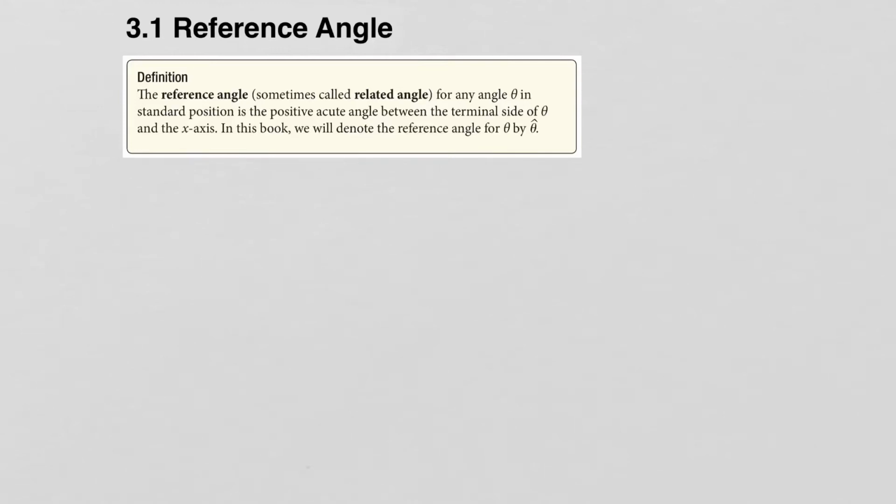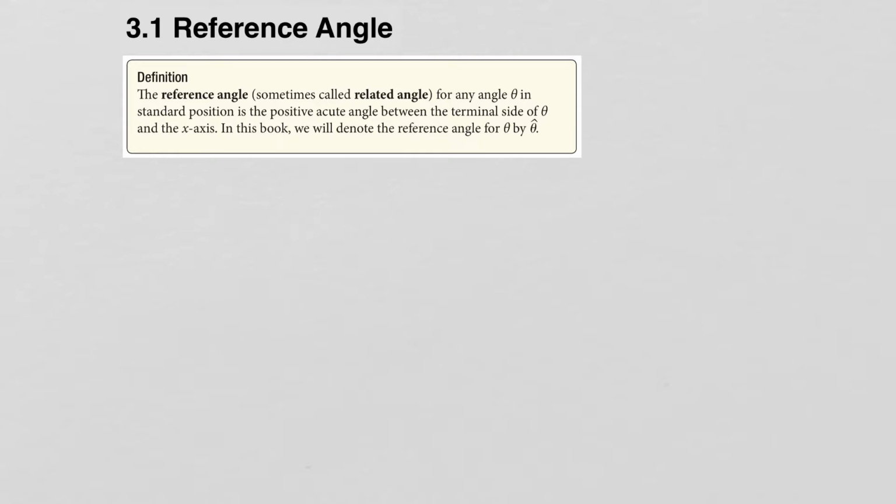In section 3.1, we look at reference angles and their implications to trigonometry. The definition of a reference angle, or sometimes it's called a related angle, is that for any angle theta in standard position, this reference angle is the positive acute angle between the terminal side of theta and the x-axis. In this book, when we talk about a reference angle for an angle theta, we will denote the reference angle as theta hat. That's what I call this little symbol here.